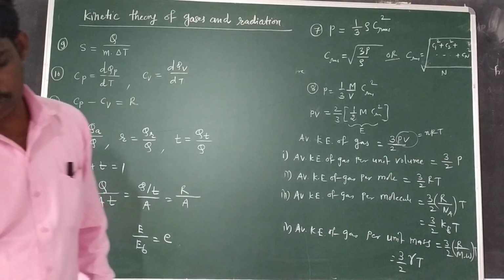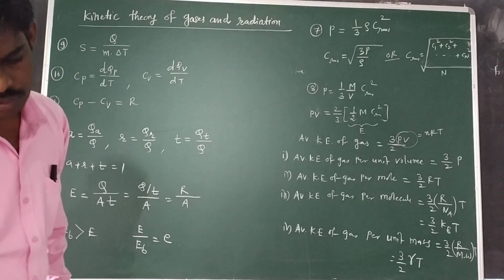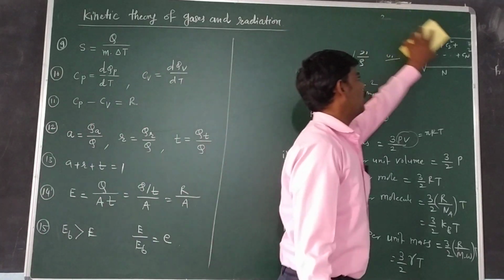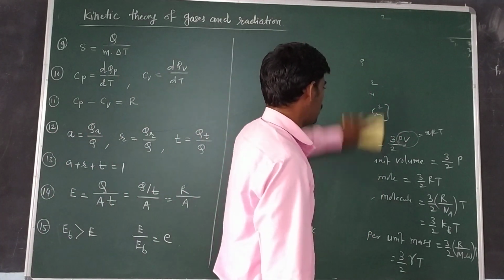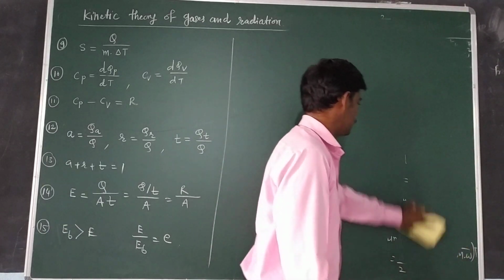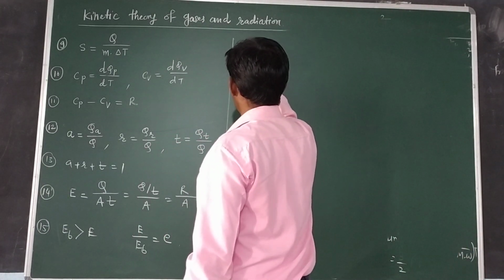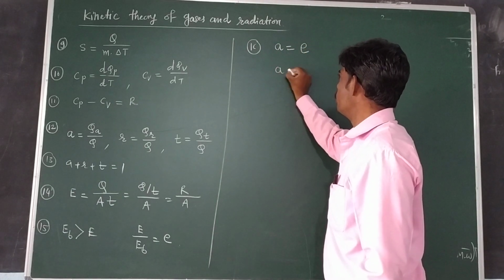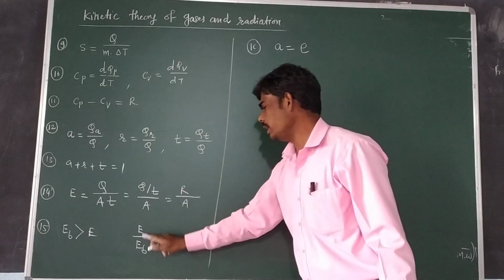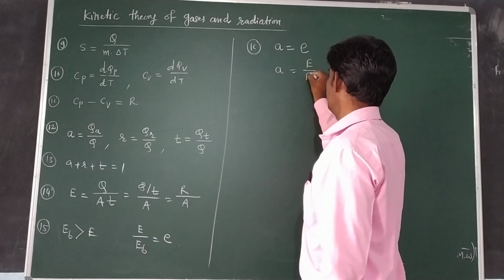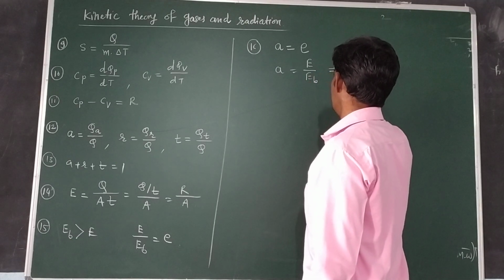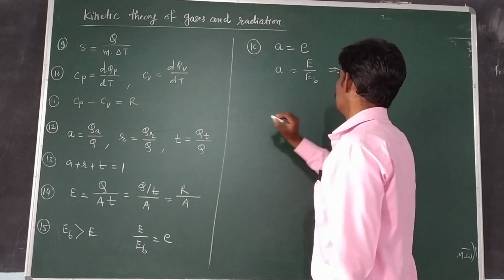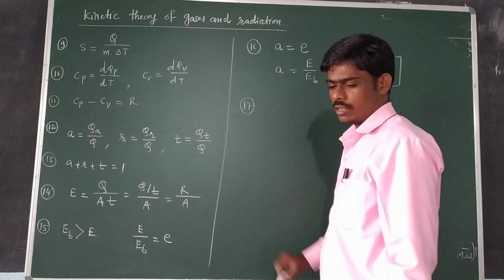Then another important formula is Kirchhoff's law. According to Kirchhoff's law, coefficient of absorption is equal to coefficient of emission, and coefficient of emission is nothing but E upon EB. That means we can write E by A is equal to EB. It is a very important result as far as problems are concerned.